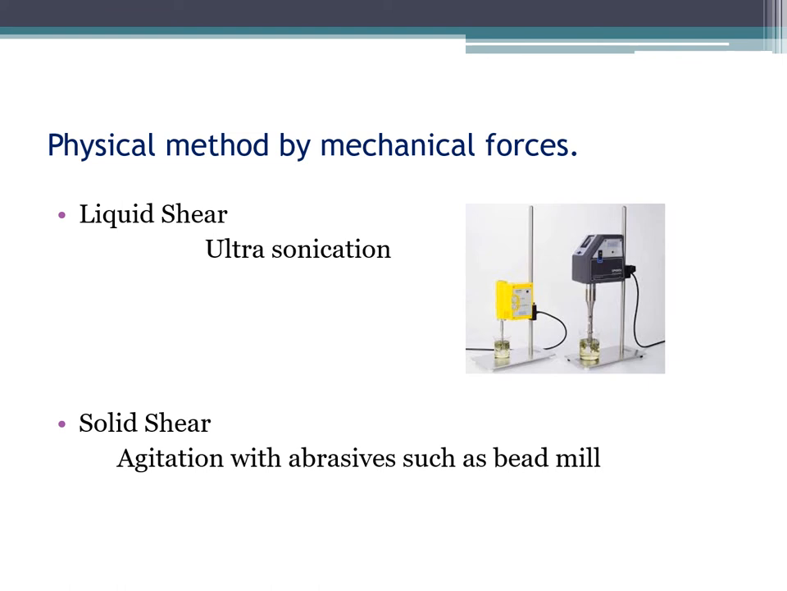In liquid shearing method, ultrasonication can be used for cell disruption. This is a picture of an ultrasonicator used for preparing cell extract. In solid shearing method, agitation with abrasives such as a grit mill can be used for preparation of cell extract. Solid shearing can be used for preparing cell extract of plant cells. We can also use a crystal mortar for preparing cell extract.